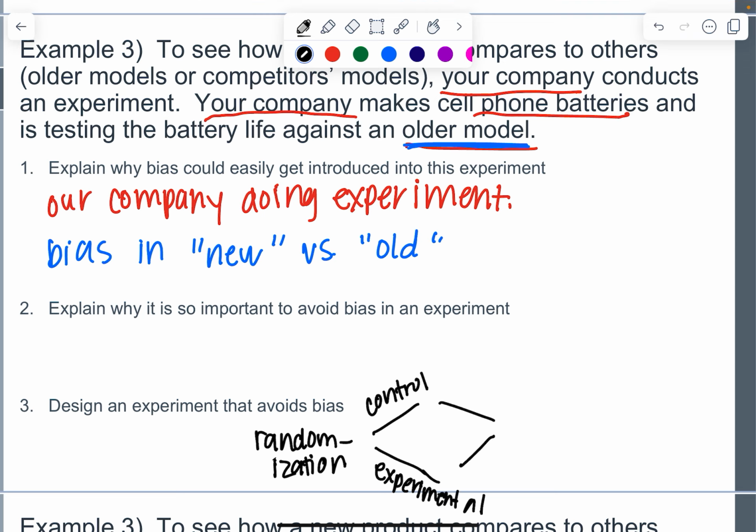And then once we have those things, we can see what happens, right? Then we can draw conclusions on which is better, right?